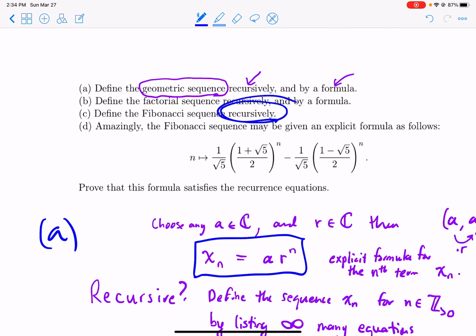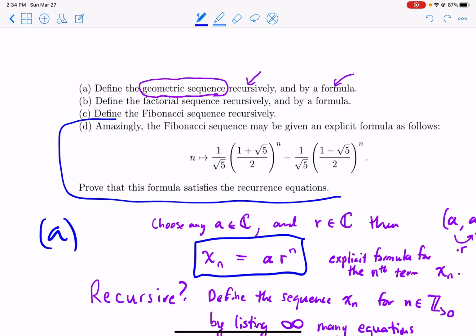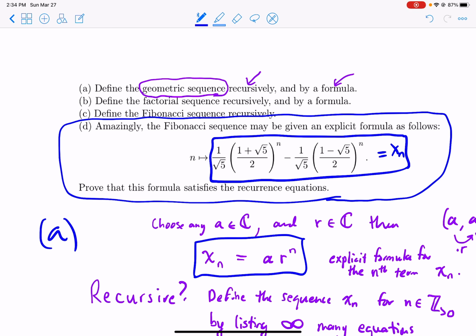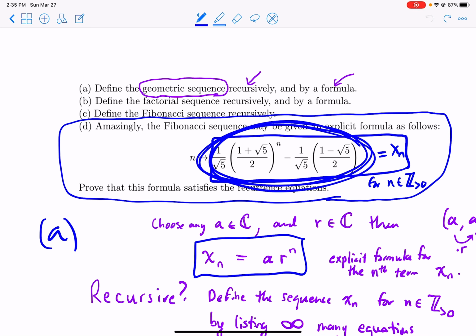That was the recursive definition. Now this one, I'm actually going to put on your homework. I'm going to make you try to figure this out. Fibonacci is easier to do by just giving you infinitely many equations. It's much harder to see that this is actually an explicit formula. In other words, the nth term should be this. You could also say x sub n equals this, for n in the integers greater than 0. It is not obvious that this is true, so this will be your homework.